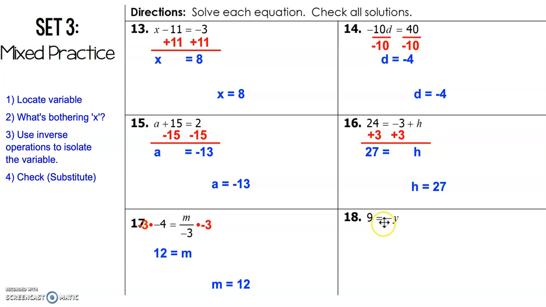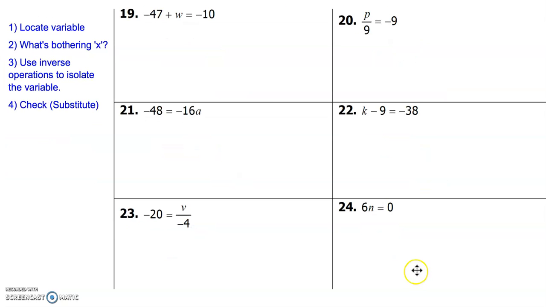So here I have 9 is equal to negative y. What's bothering y? Well, we have a negative 1 in front, so we need to divide it out. So I get y is equal to negative 9. Next I have negative 47 plus w equals negative 10. So how do you get rid of a negative 47? You have to add it. So negative 10 plus 47 gives me 37. So our w value is 37.